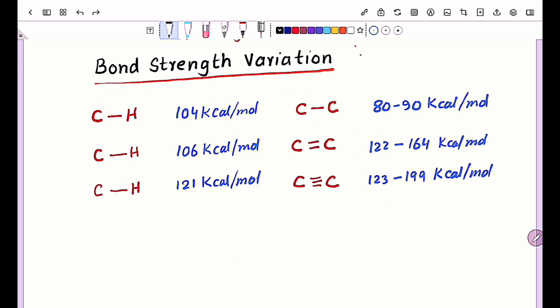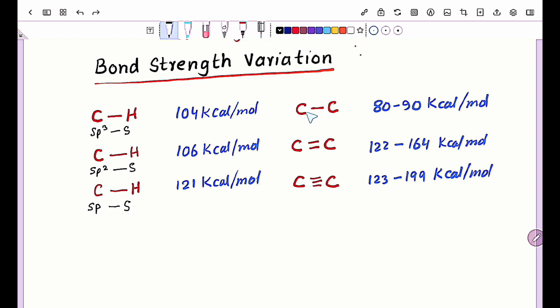Bond strength is measured by the energy it needs when it is broken down, or the energy it releases when it is formed. Here, carbon bonded to hydrogen, all are single bonds, but the energy is different. In this example, carbon is sp3 hybrid and hydrogen is S. This sigma bond is formed by the overlap of sp3 hybrid orbital and S, having the energy of 104 kilocalorie per mole. In the next example, this carbon is sp2 hybrid, like in alkene, and hydrogen has S orbital. This is sp2-s overlap in alkene, and the bond energy is 106 kilocalorie per mole. In the third example, we are getting 121 kilocalorie per mole. This is alkyne carbon, sp hybrid, and S for hydrogen. So it is sp-s overlap.